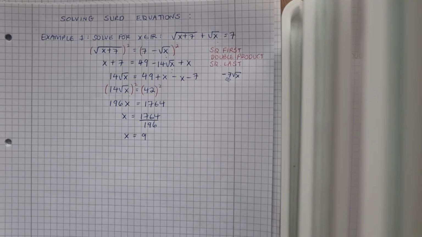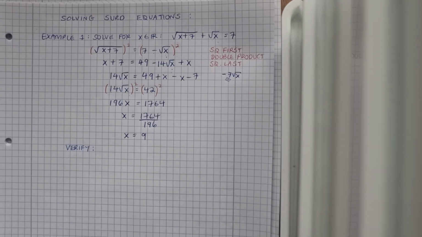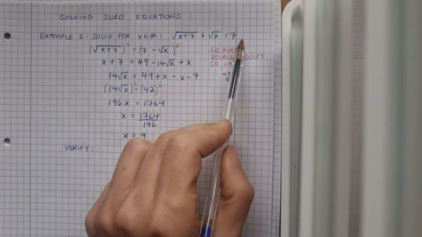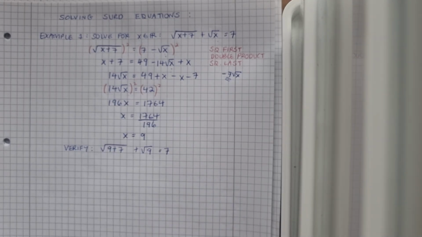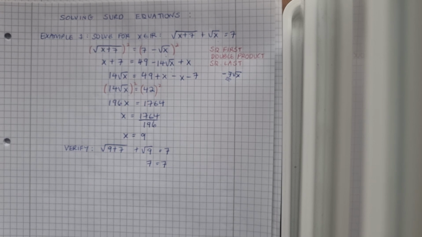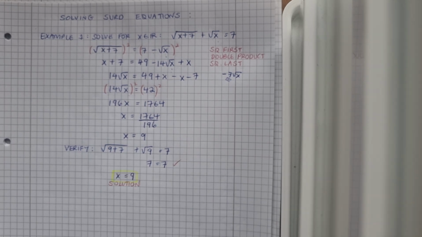Now, I only have one solution, so it's fair enough to assume this is probably okay, but I should still really verify because I am dealing with surd equations. When I go to verify, I'm going to go back to my very first line of the question and just sub that 9 in for every x I see. And then I'll stick the left-hand side into the calculator and just see what I get. And I get 7 equals 7, and I'm happy with that. And I'll just state at the end that x equals 9 is in fact the solution.